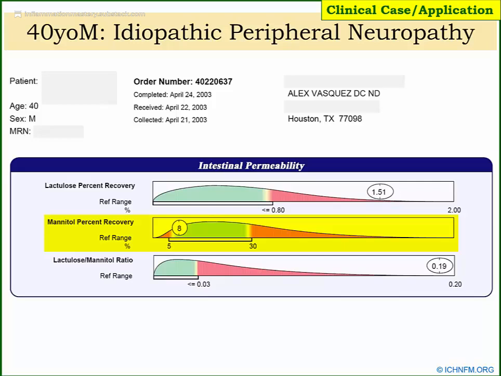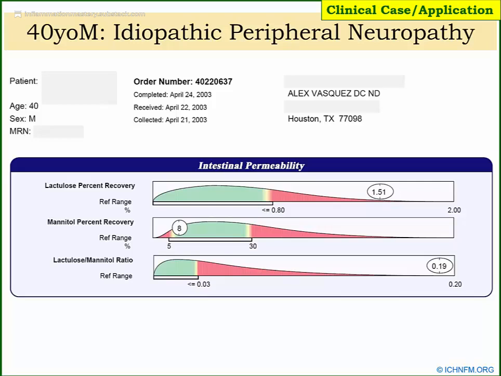So when we see this pattern of elevated lactulose recovery and reduced mannitol recovery, that's consistent with mucosal damage and villus atrophy. What this provided me was clear evidence that this patient has something going on in his gut, whether it's an allergic response or an inflammatory response. And with this data, he was then willing to perform a comprehensive digestive stool analysis with comprehensive parasitology. And with that, we were able to move to the next stage of managing this condition.